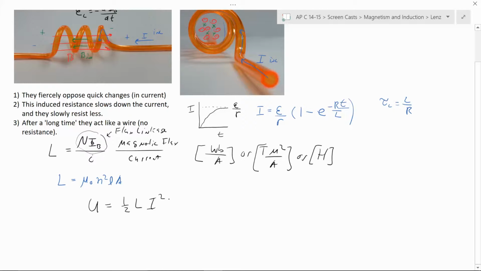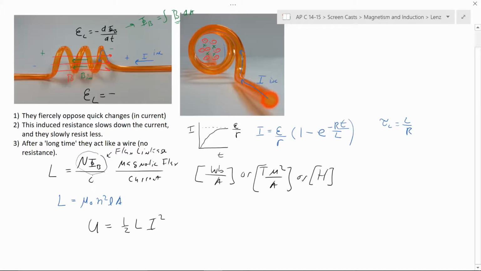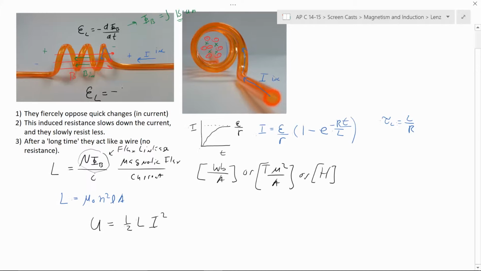But now that we know a little something about inductance, the back EMF from an inductor is negative d phi B dt, but that's going to be the same as negative L di dt. So even though I'm not doing it now, if you have to do some sort of problem with inductors, you may have to do one where you loop around the circuit using conservation of energy. And remember, the voltage is going to oppose the change.